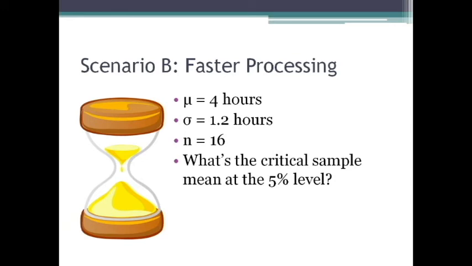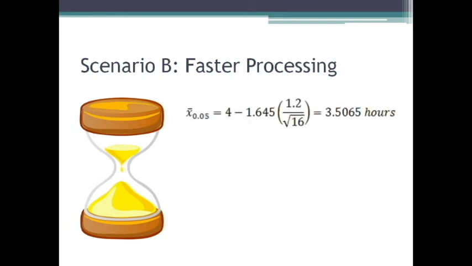What is the longest amount of time that it can take to process an order with your new system, but still achieve statistical significance, still be able to say at the 5% level, an alpha of 0.05, that this is an improvement? So you can go ahead and do the math and pause this video as you calculate. You should have gotten about 3.5 hours.